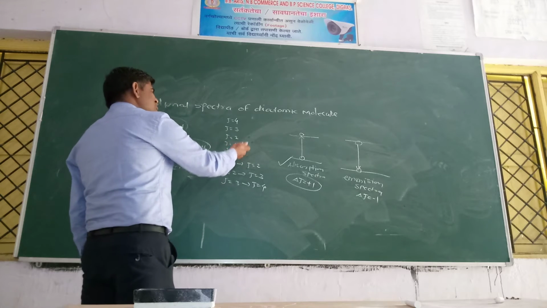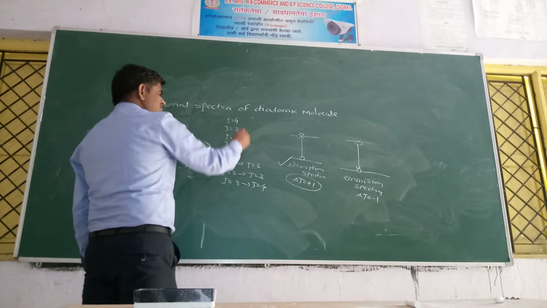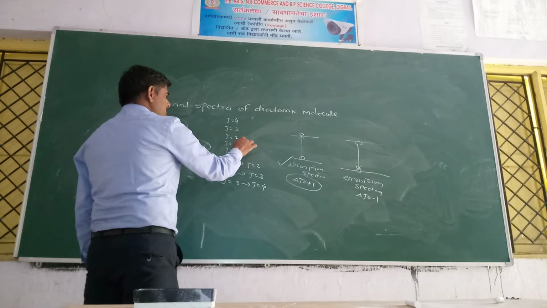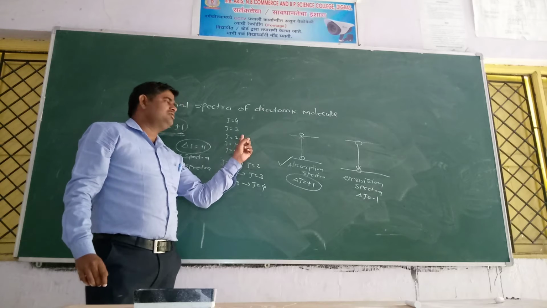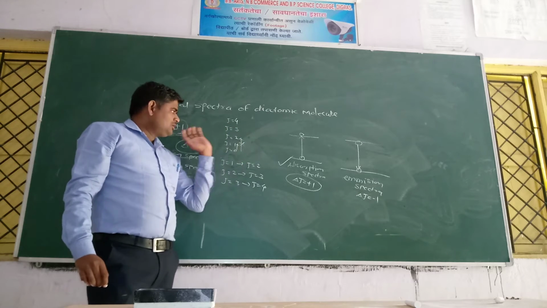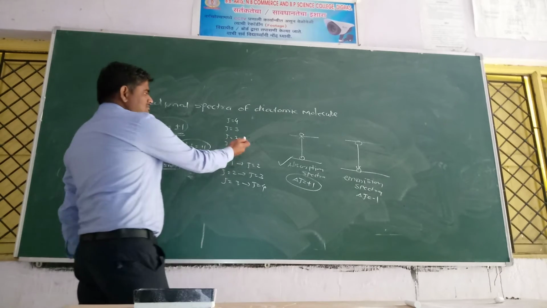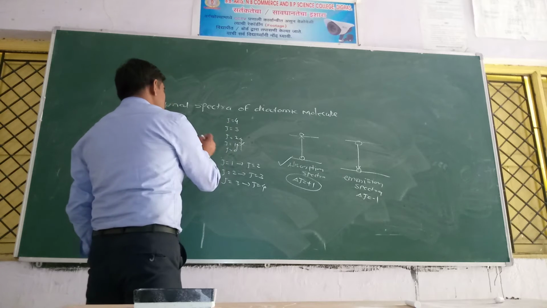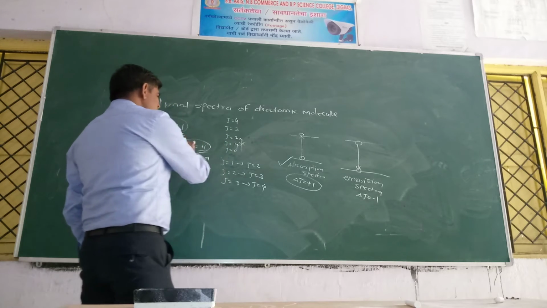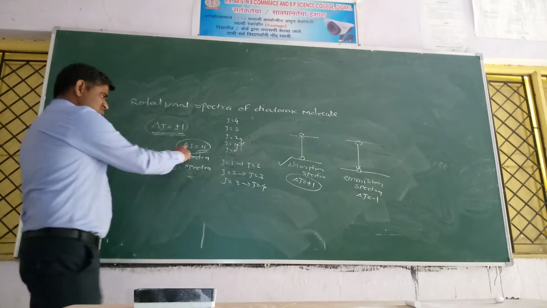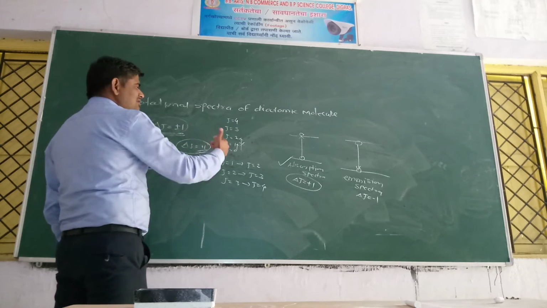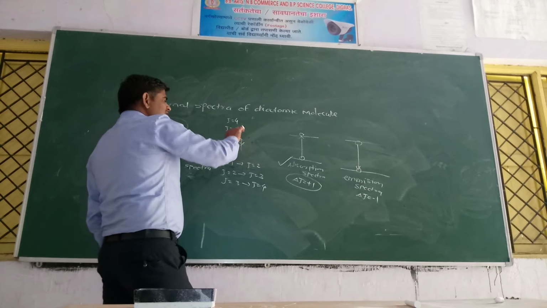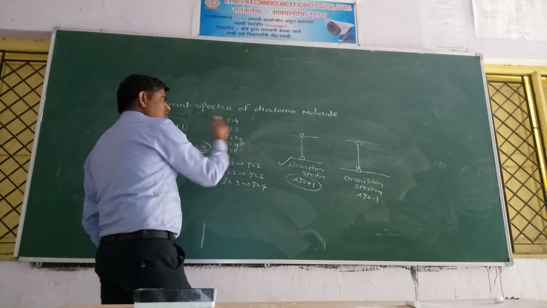But J is equal to 0 to J is equal to 2 is a forbidden transition, because this transition breaks the selection rule of rotational spectra, delta J is equal to plus 1. The transition is to the nearest higher level.